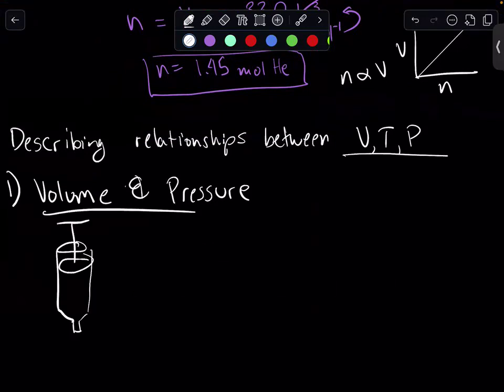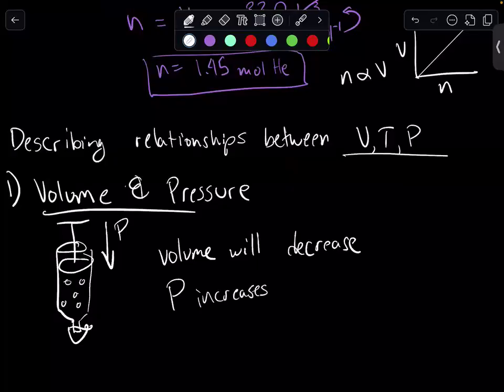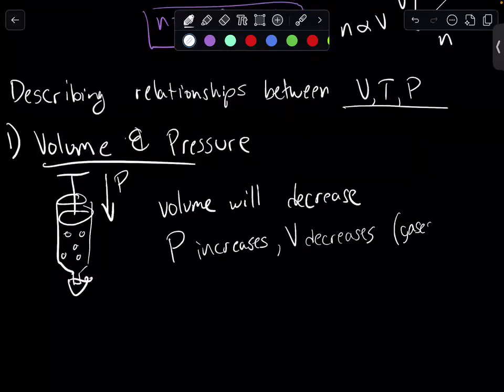So you're going to learn about my bad drawing skills. If we take a syringe and we have a gas in here, and then we seal up the top, and you add pressure, you push that syringe down, well, the volume will decrease. It will be hard to press it down eventually. You can only push it so far, but as P increases, V decreases because gases are compressible. Gases are compressible.